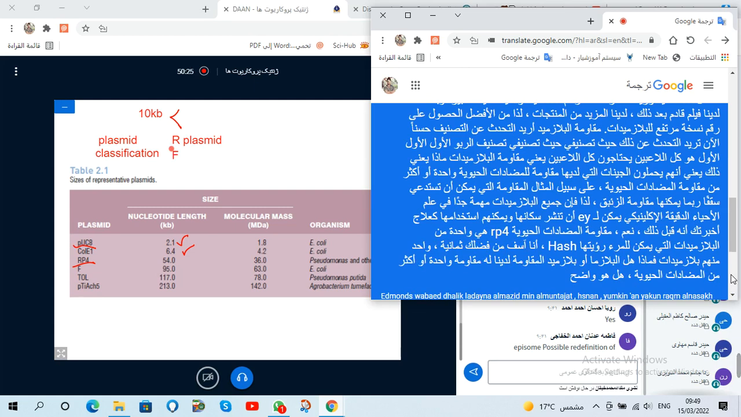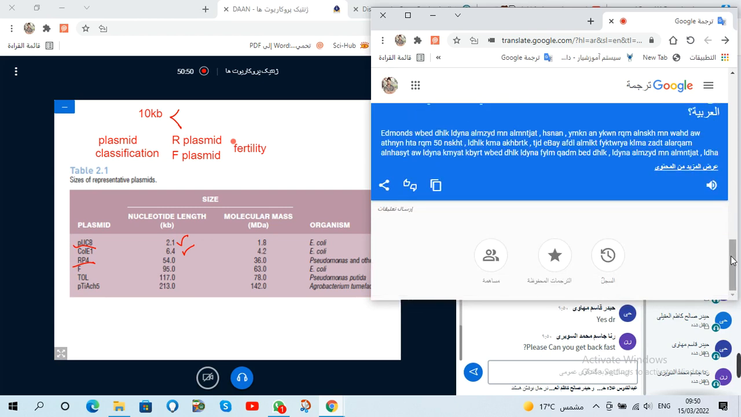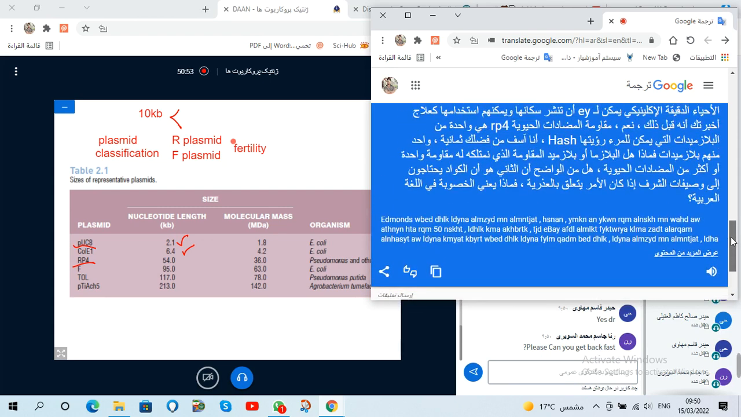The second one, F plasmids. F plasmid is about fertility. What does fertility mean, in Arabic?